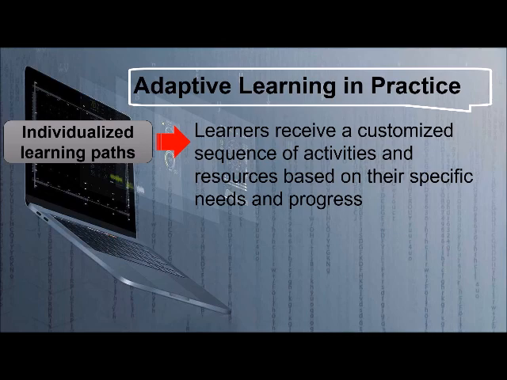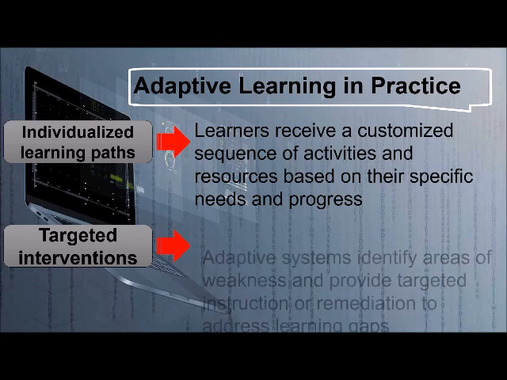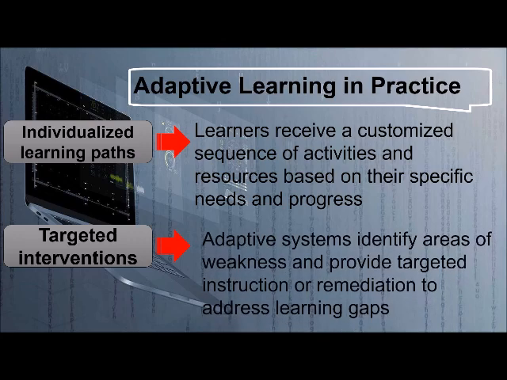Then we also have targeted interventions. Targeted interventions are adaptive systems that identify areas of weakness and provide targeted instruction or remediation to address learning gaps. Actually, targeted interventions are planned, carefully considered interventions that occur when students do not meet grade level expectations that are necessary for academic progress.